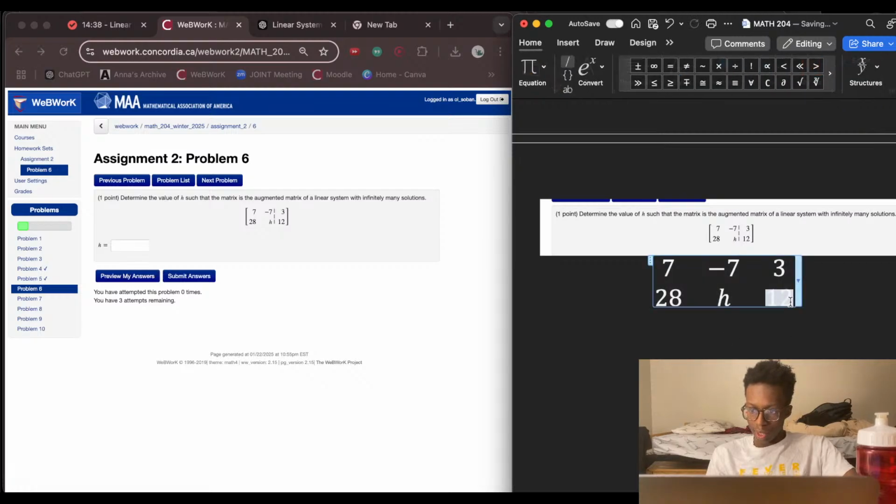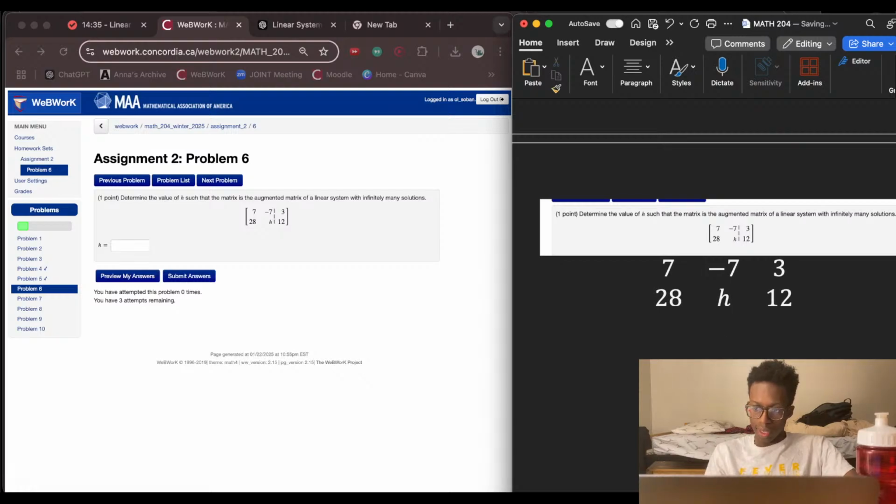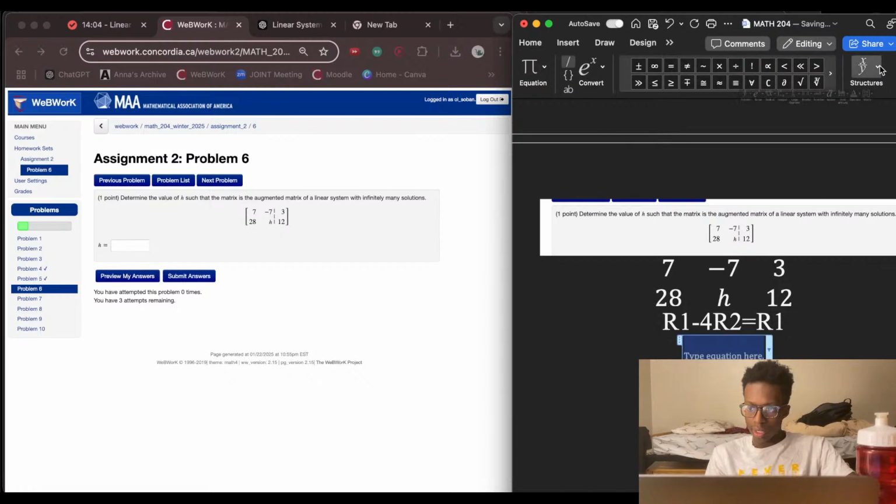So then for this one, what we'll have to do is put row 1 equals row 1 plus minus 7 minus 4 row 2 equals row 1. So then you'll have 7. So then you have 0.